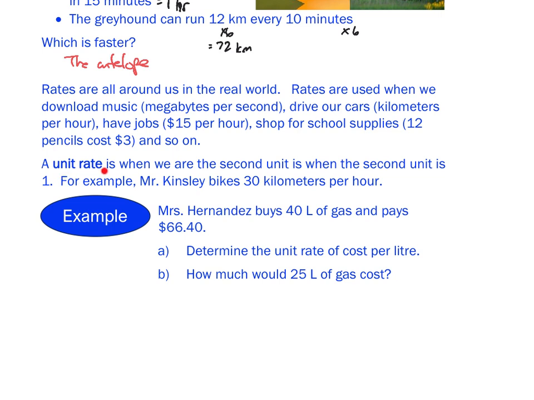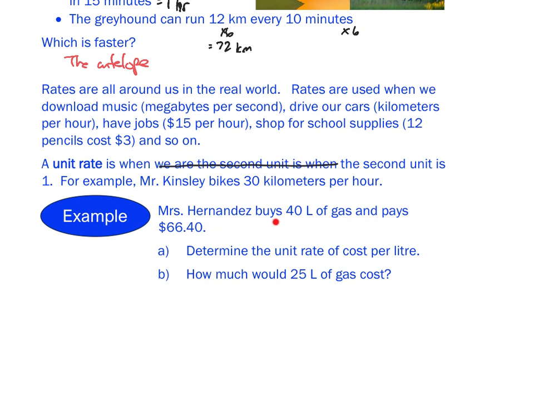A unit rate is when, and there's a typo here, cross out those words, please. A unit rate is when the second unit is 1. For example, Mr. Kinsley bikes 30 kilometers per hour. That's a unit rate because it's telling us how far he goes in 1 hour. It could be 1 minute. It could be 1 day. Whatever it is, it's per 1 hour. That's a 1 there. So let's take a look at a couple examples.